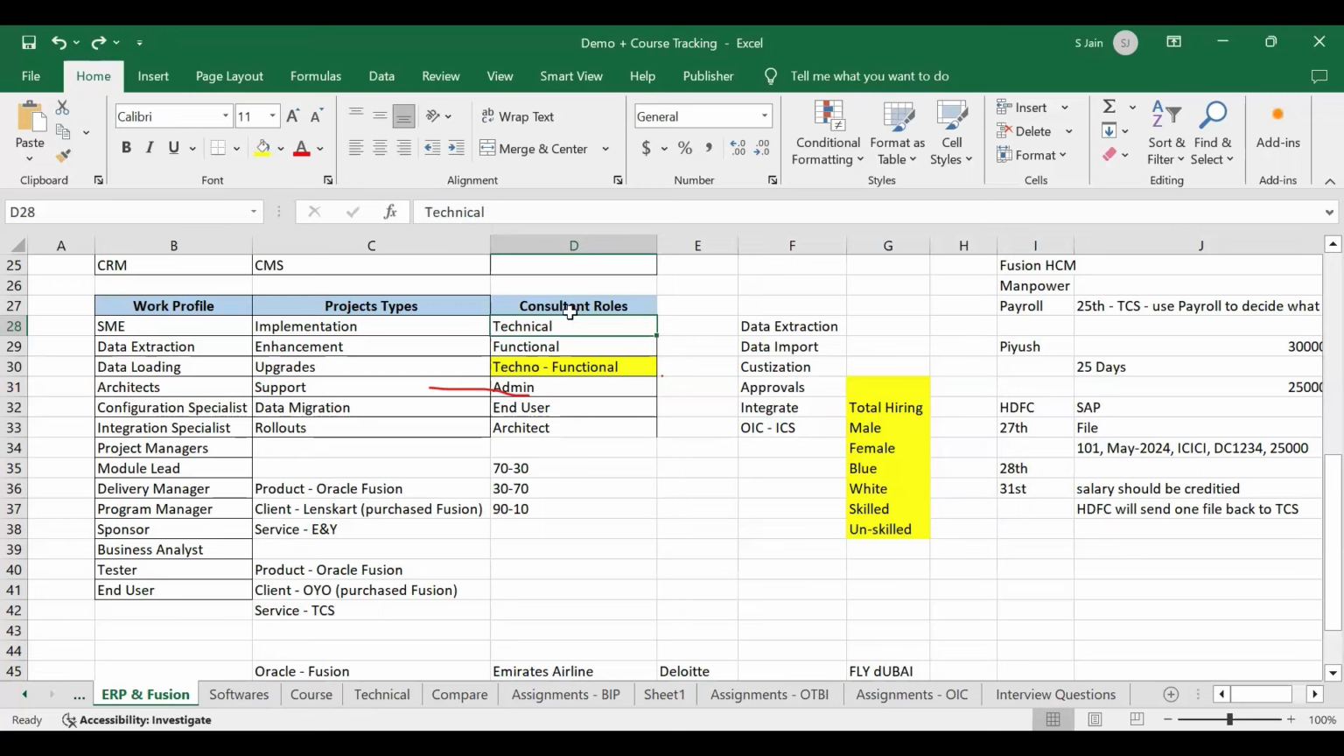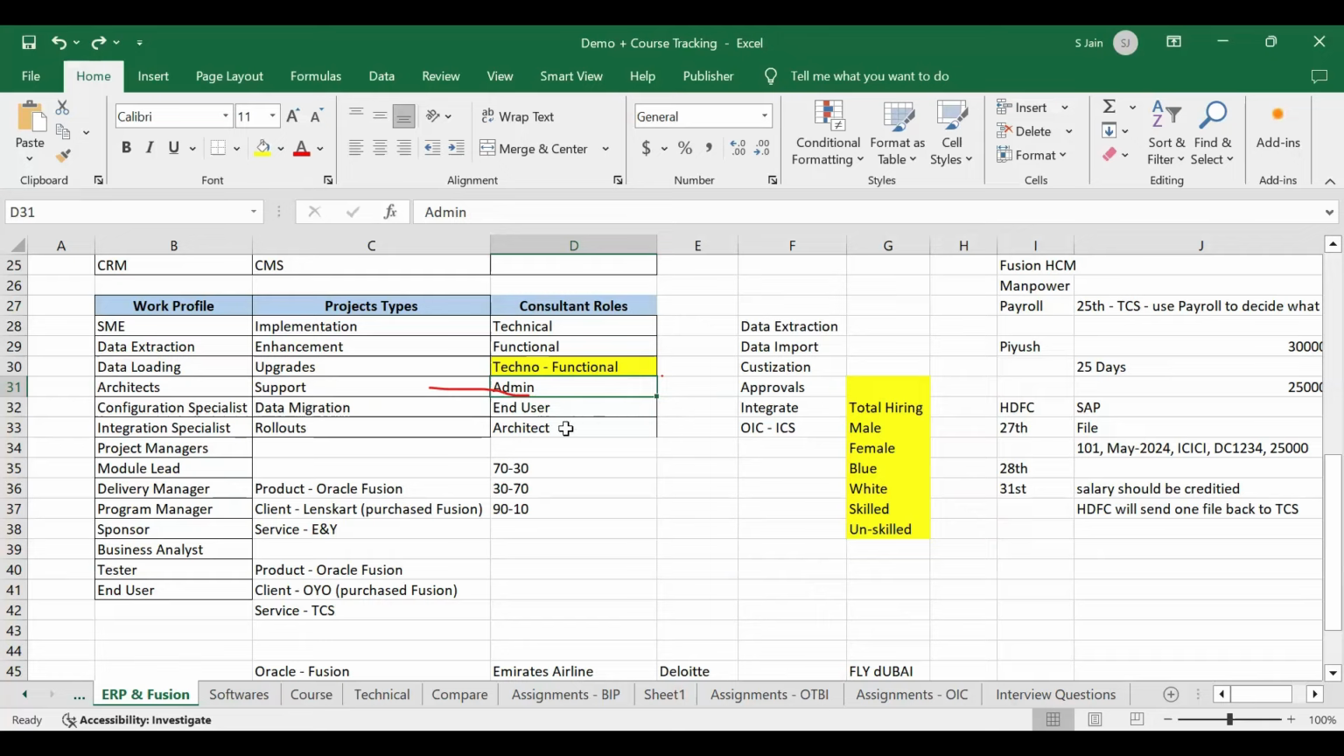In addition to that, guys, in any product, there could be techno-functional resources who are a mix of both. They might know some technical aspects, they might know some functional aspects, to act as a bridge between the technical and functional teams. Okay. There may be a consultant who is an admin, who is managing the software, who is responsible for managing security, who is responsible for managing access to the application, all the administrative related activities. The consultant will be working as a security administrator or an IT administrator for the Fusion application.